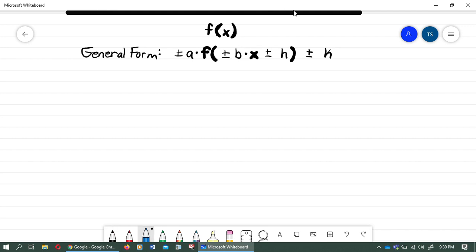Some of the changes are happening inside of the function, and those inside changes are the horizontal transformations. That's not how you spell horizontal, but it's all right.